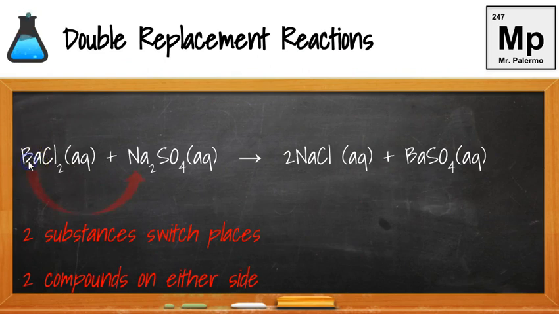Our barium is going to switch spots with sodium, so it's going to push out sodium, and then sodium is going to go where the barium was. That's why it's called not a single, but a double replacement. So barium hooks up with sulfate to make barium sulfate, and then the sodium is going to hook up with the chlorine to form sodium chloride.